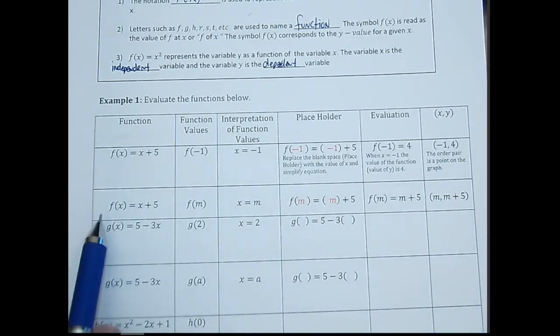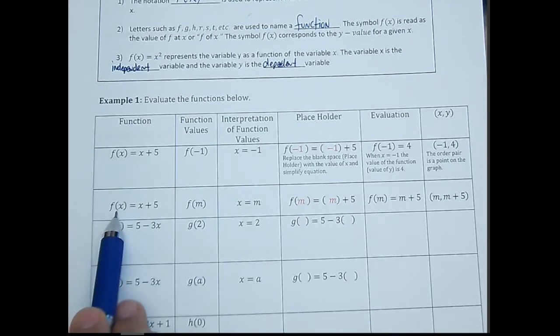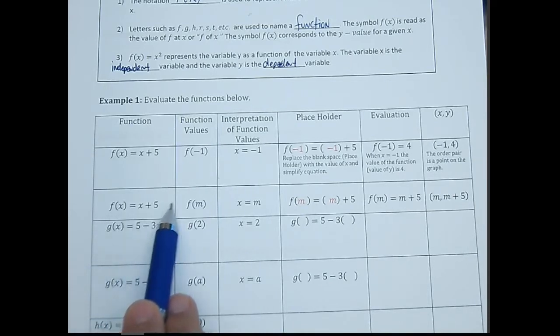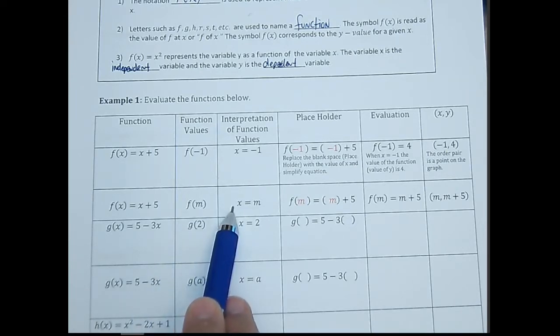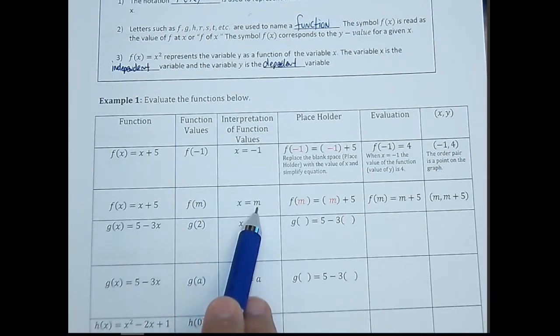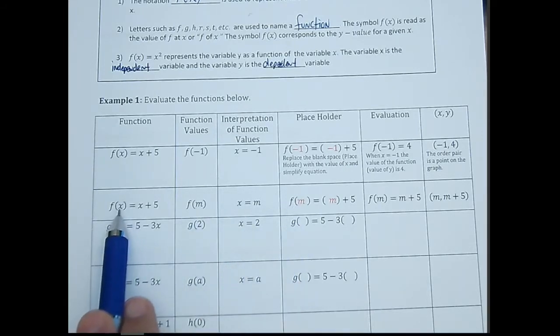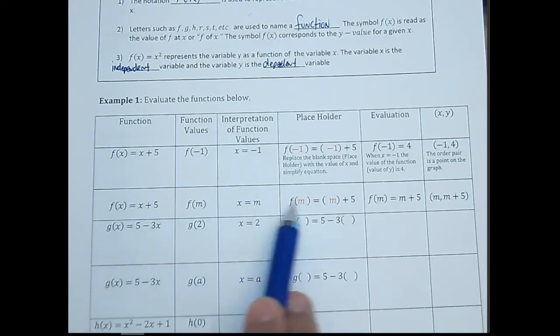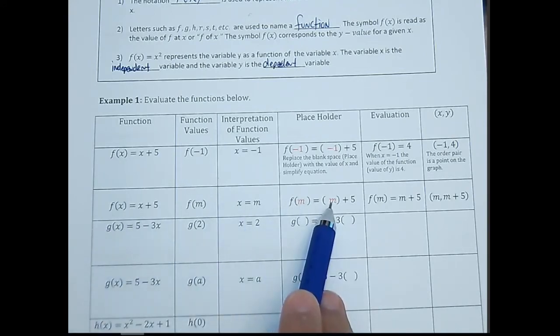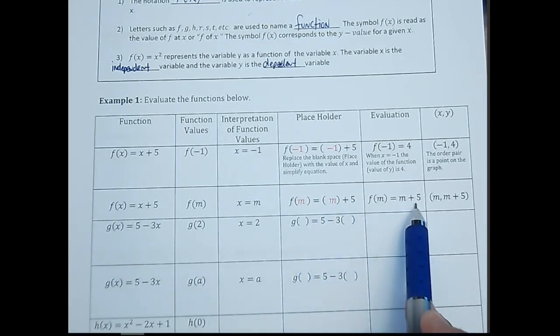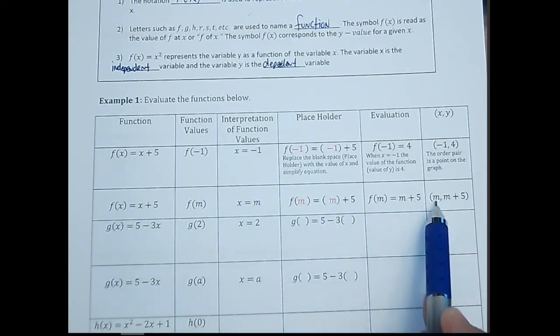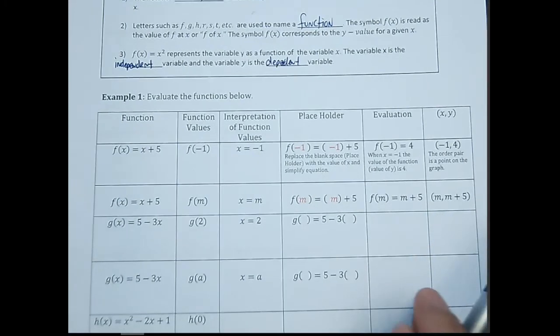Let's try another example. Here we have the function f of x is equal to x plus 5. In this case, we're going to be evaluating f of m. That means that anywhere you see an x, we're going to replace it with m. So in the function, for this x, I'm going to replace it with m. For this x, I'm going to replace it with m. So we get m plus 5. We cannot evaluate m plus 5, so we leave it as is. So my x value is m, and my y value is m plus 5.